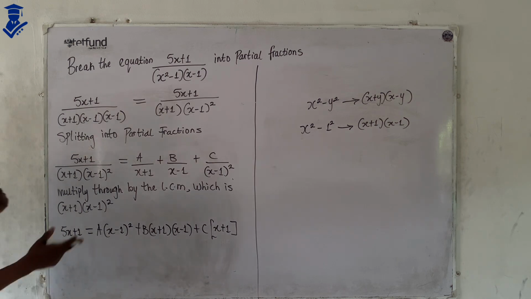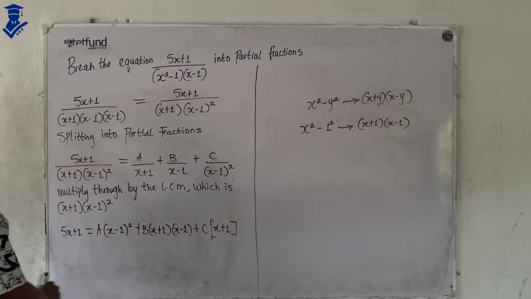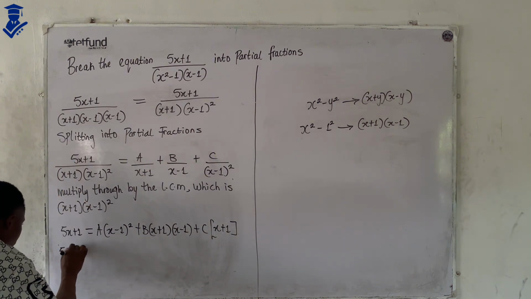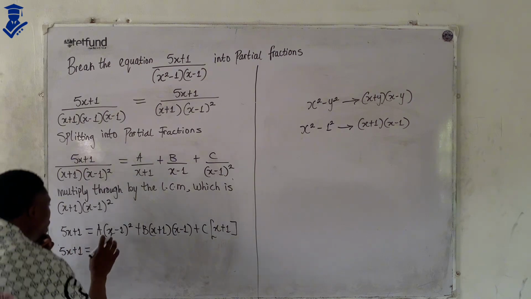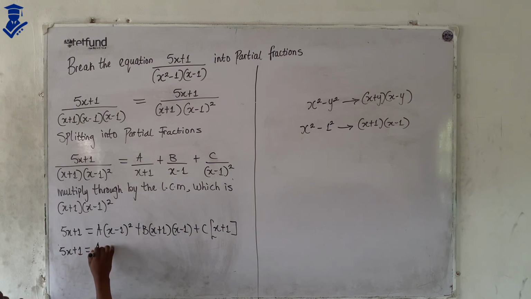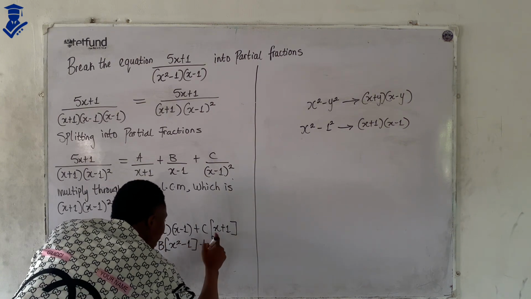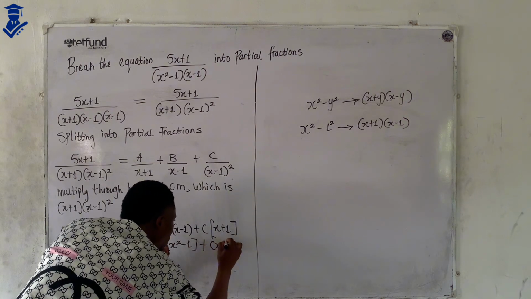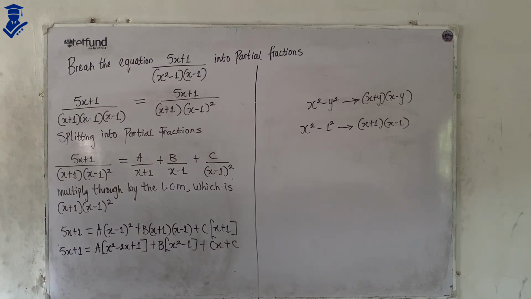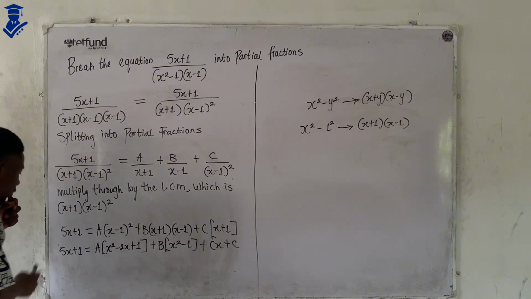So what do we do next? Now we're going to open this bracket, so it becomes 5x plus 1 is equal to a into x squared minus 2x plus 1. Now this and this are a difference of two squares, so we can also write them as x squared minus 1. Now plus c times x gives us cx, c times 1 gives us c.